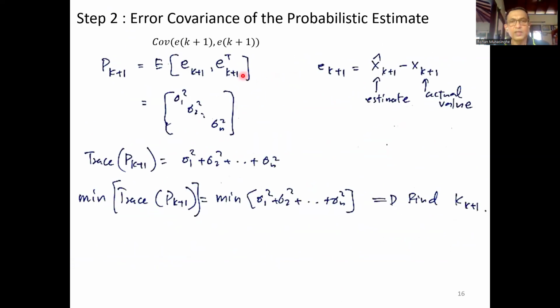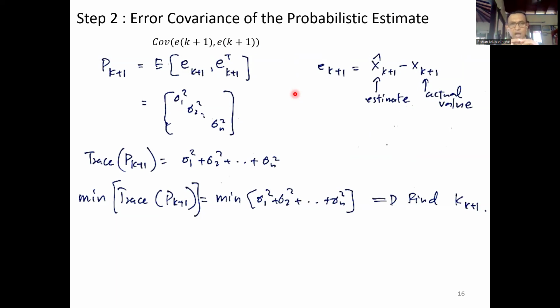Now, the next thing we want to do in the Kalman filter is, now we have a zero mean error estimate, but we want to have the variance as minimum as possible. Having a zero mean estimate is of no use if the variance is too large, because then your estimate can be very different from the actual, maybe too far into the positive side or too far into the negative side every time. So you can't use this sensor.